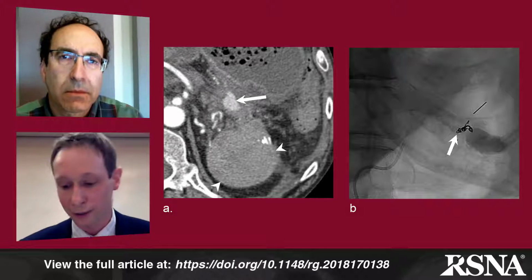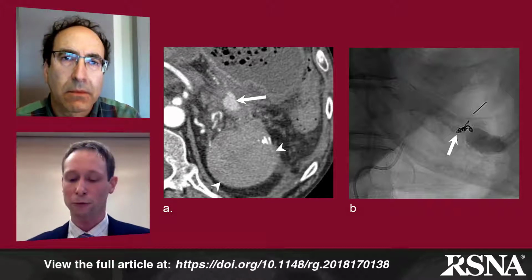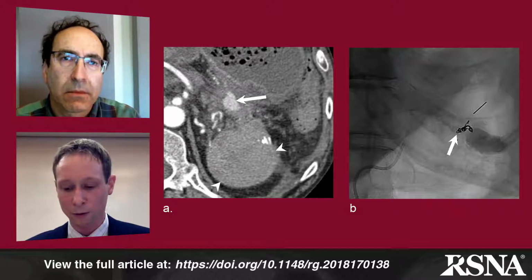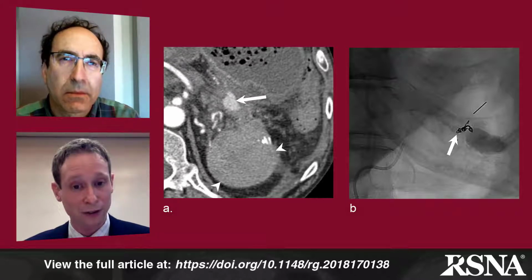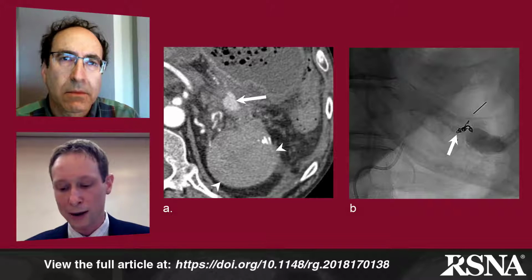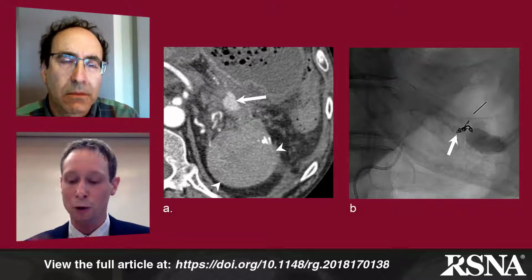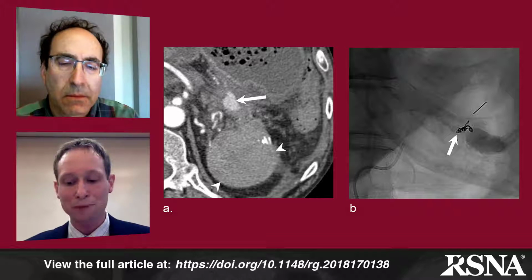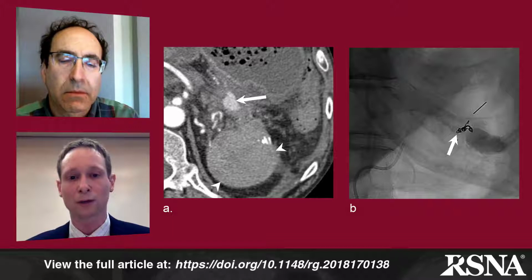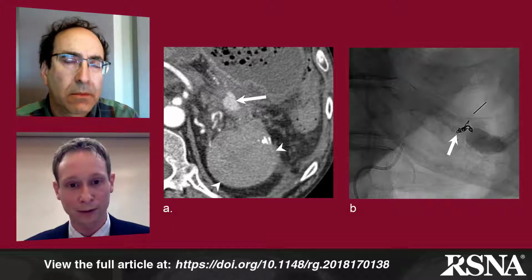And we'll look at that here in Part A. What we see indicated by the arrow is a fairly large pseudoaneurysm, and that's arising from the left gastric artery. Nearby, indicated by the arrowheads, is a large hematoma. And so this patient had melena maybe from some other bleeding site in his GI tract, but his acute drop in hemoglobin was due to an extraenteric bleed here associated with this pseudoaneurysm.